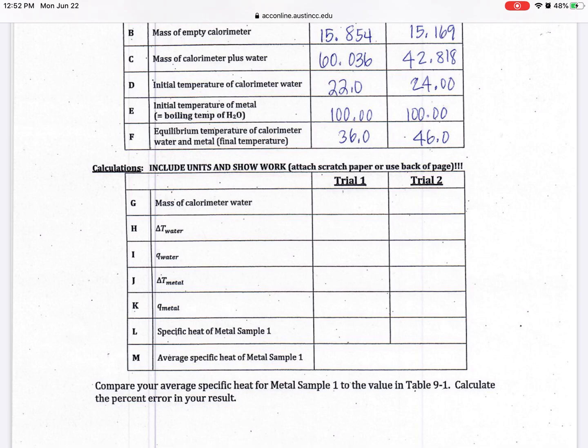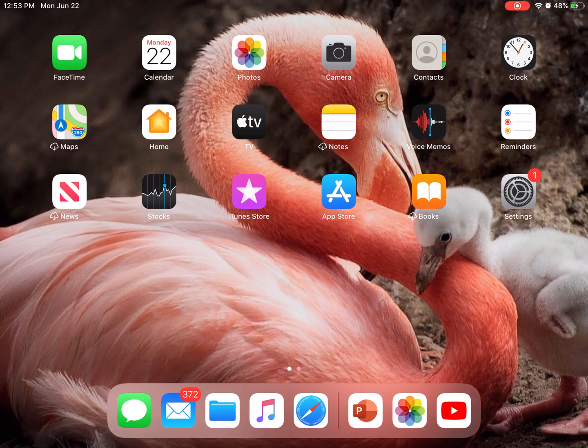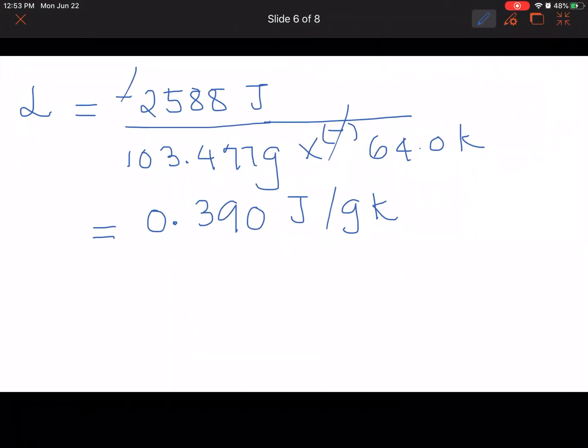Okay, and then M is going to be the average specific heat of metal sample 1. So how do you find the average? Normally you find the average by adding the two and dividing by 2, right? So M is going to be trial 1 plus trial 2, you add the specific heats that you get at L, okay?